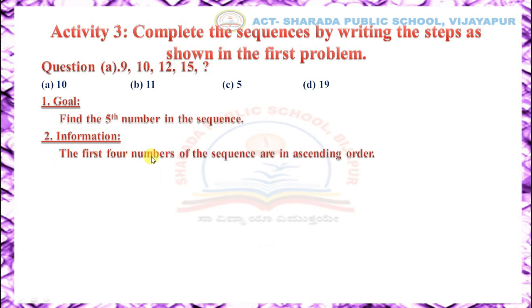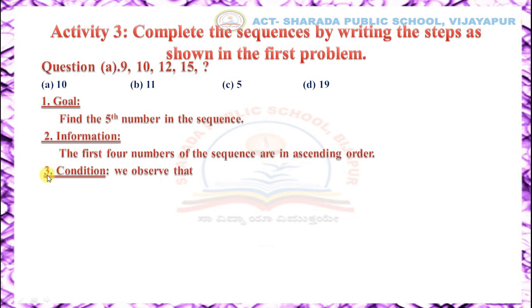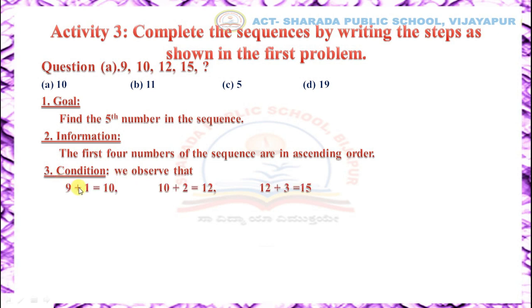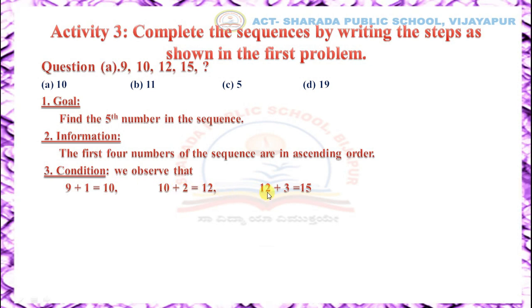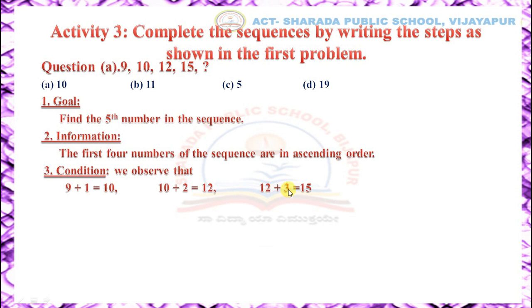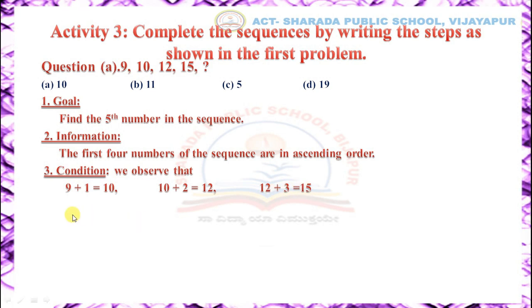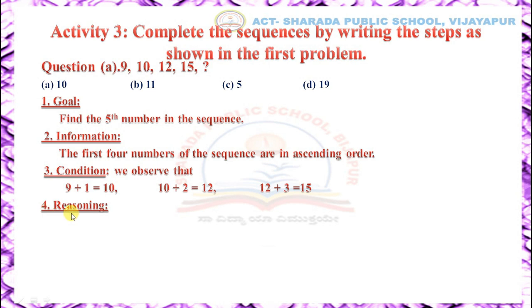The first 4 numbers of the sequence are in ascending order. Step 3, condition. We observe that 9 plus 1 is equal to 10. 10 plus 2 is equal to 12. 12 plus 3 is equal to 15. Step 4, reasoning.